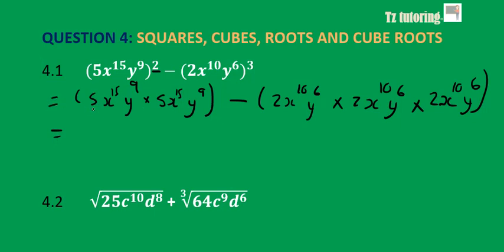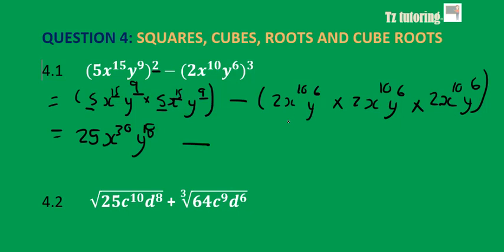Starting with coefficients. Remember, we always start with coefficients. 5 times 5 is 25. And we add the exponents if we are multiplying. So 15 plus 15 is 30. Add the exponents again if you're multiplying. 9 plus 9 is 18.